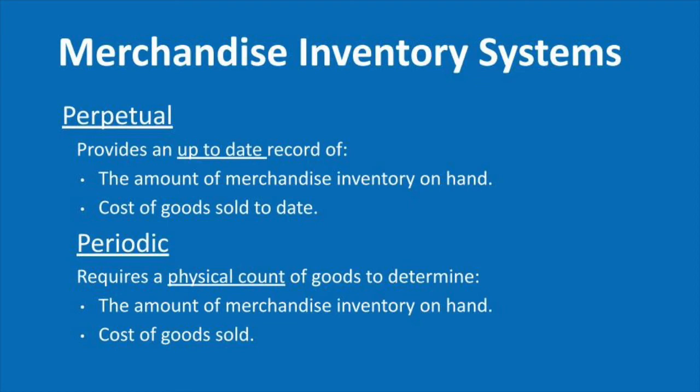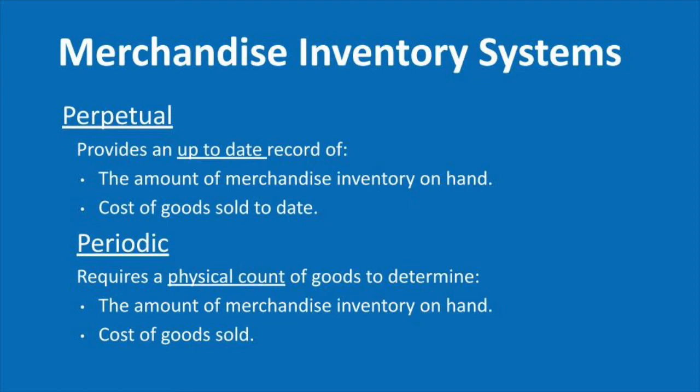The periodic system really just involves doing a physical count at the end of the period and counting how many goods are there on the shelf, and then calculating how much was sold during the year, and that is reflected in cost of goods sold.